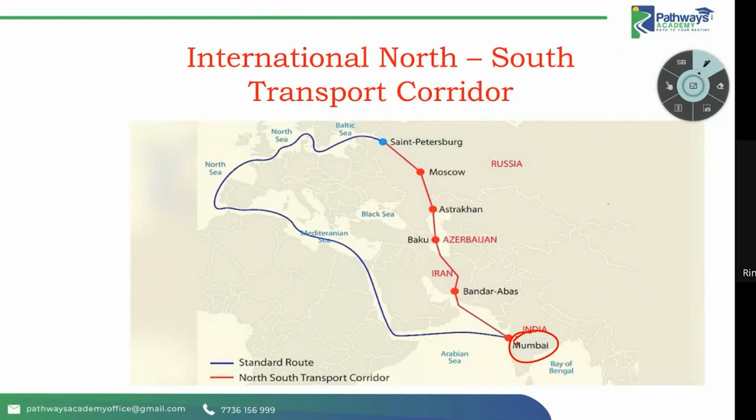Here you can see Mumbai. From Mumbai, it is connected to Bandar Abbas in Iran. From Bandar Abbas it is connected to Baku in Azerbaijan. Actually, Baku comes in the Caspian Sea region. From Baku it is connected to St. Petersburg. Baku is in Azerbaijan, on the coast of the Caspian Sea.